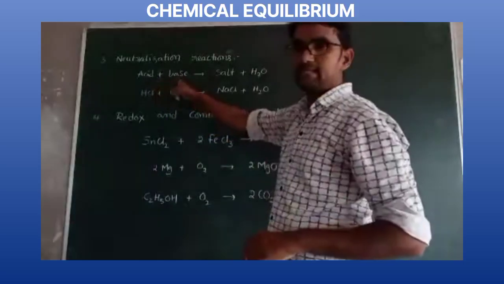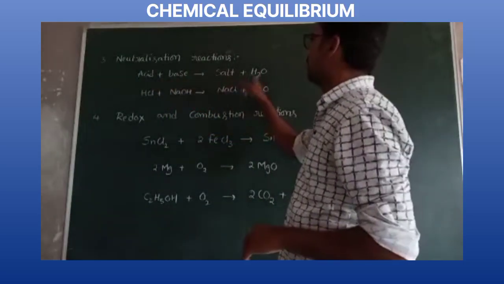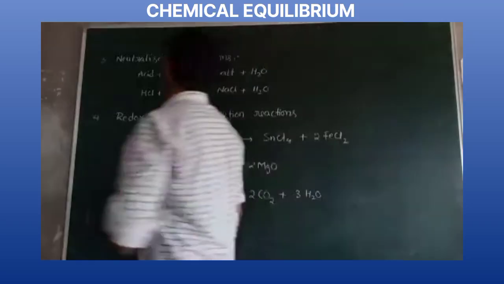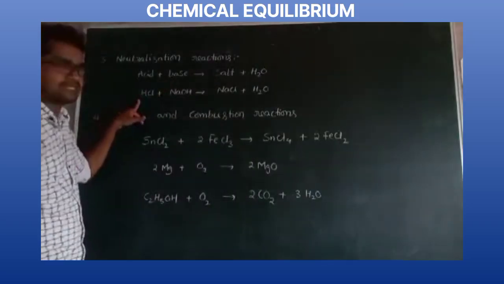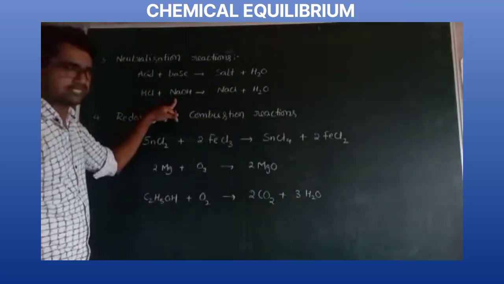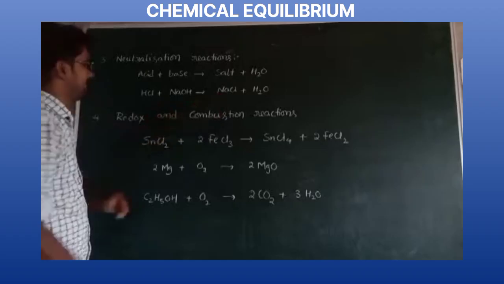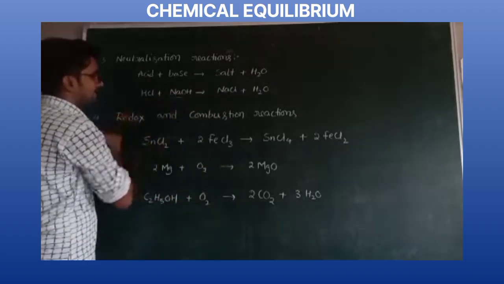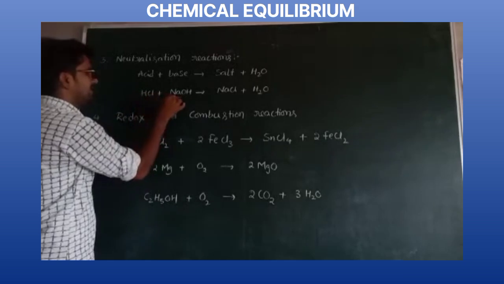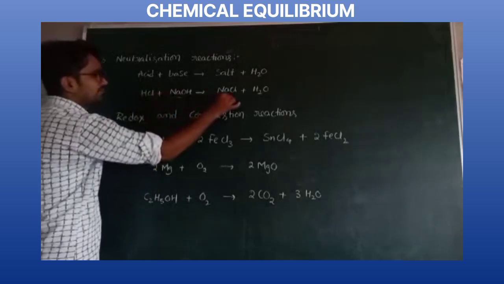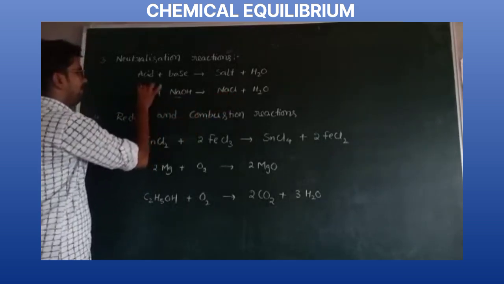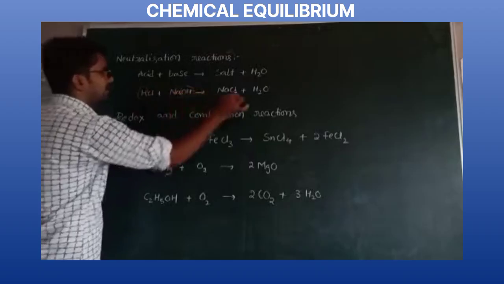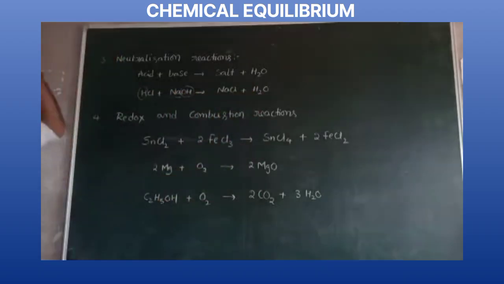Acid plus base gives rise to salt plus water. These are neutralization reactions. Acid HCl, base NaOH gives rise to salt NaCl plus H2O. Very simple. From NaOH it gives Na, from HCl it gives Cl. This Na and Cl combine together to form NaCl, and the remaining H and OH combine together to give H2O. Okay? These are neutralization reactions.